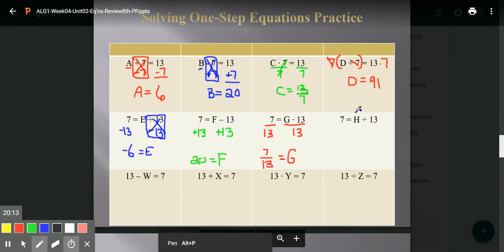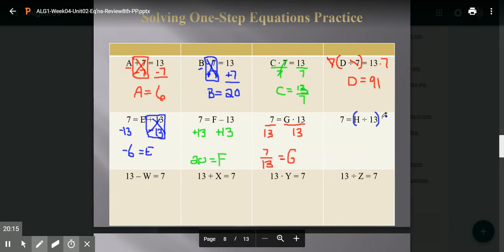Okay. And the opposite of dividing by 13 will be to multiply by 13. And we'll do that to both sides. So we'll wind up with h is equal to 91.